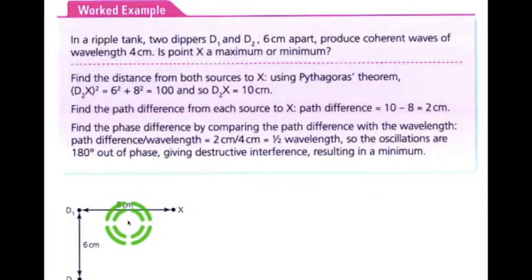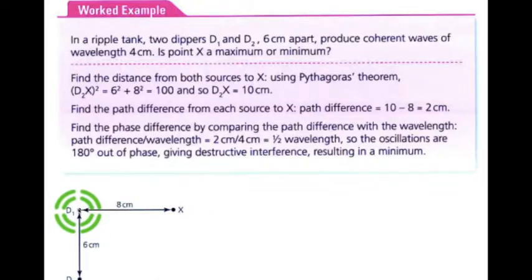And what does that mean then? Well, since we know that the wavelength is 4 centimeters, the additional 2 centimeters is half a wavelength. So waves from D2 will have gone an extra half a wavelength than waves from D1, which means that when D2 waves arrive at point X, they're a further half a wavelength out of phase than waves from D1.